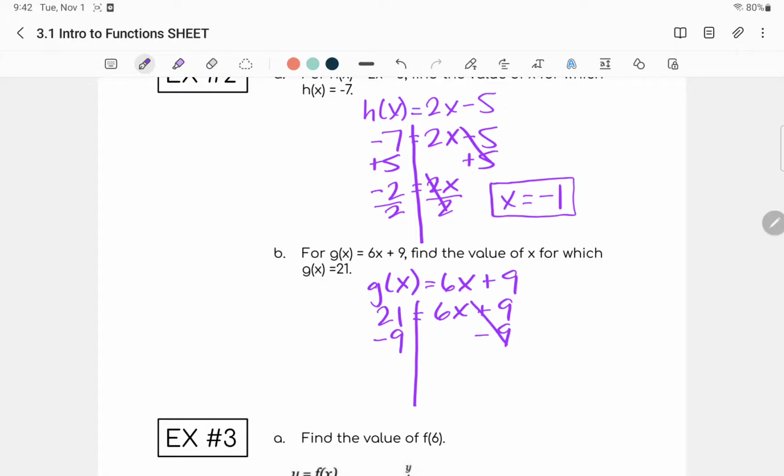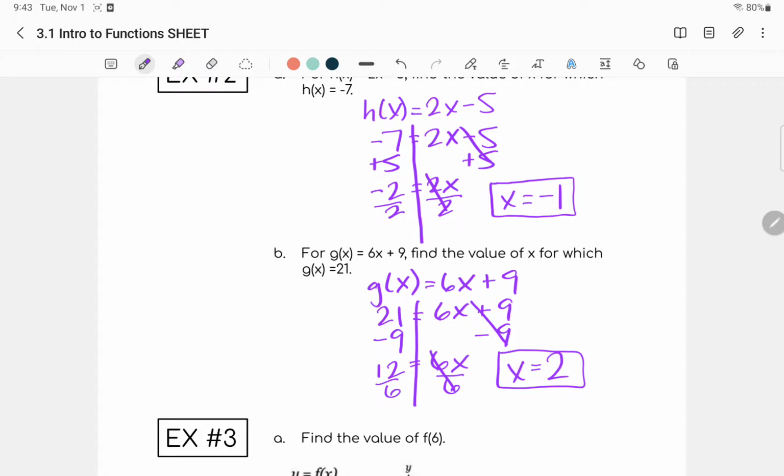21 minus 9 gives me 12 equals 6x. Then I'm going to divide by 6. 12 divided by 6 is 2. So my answer is x equals 2.